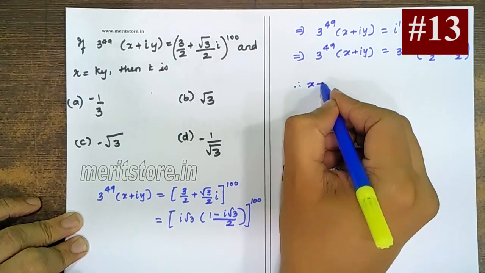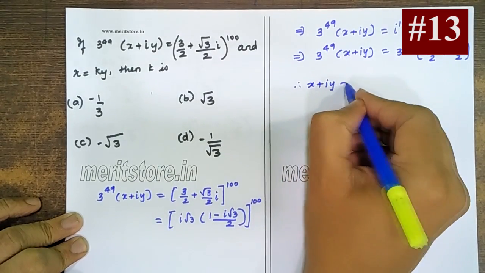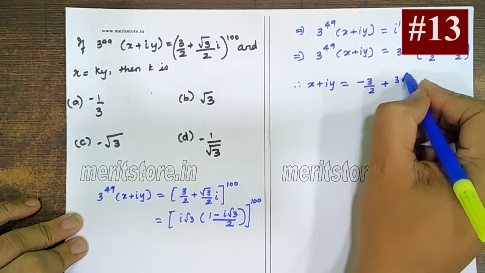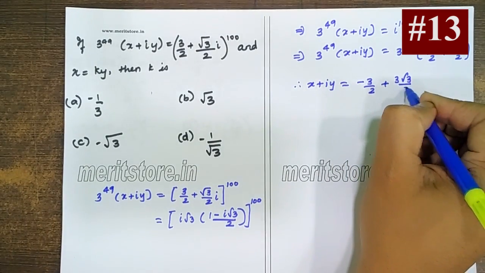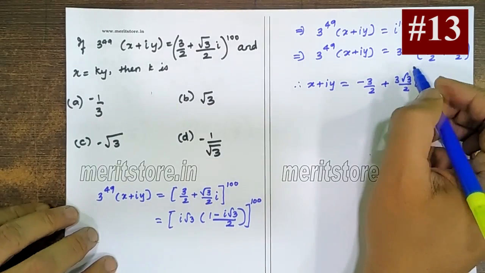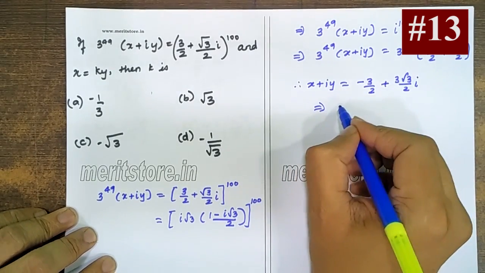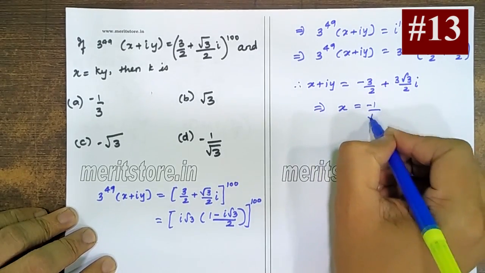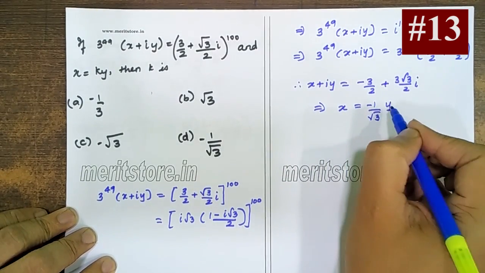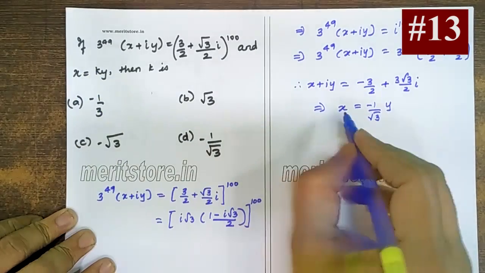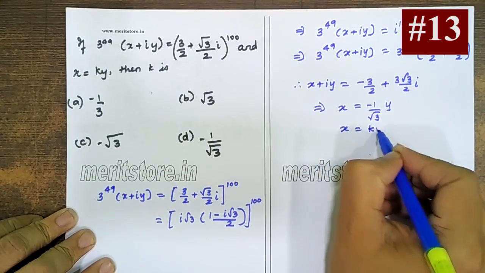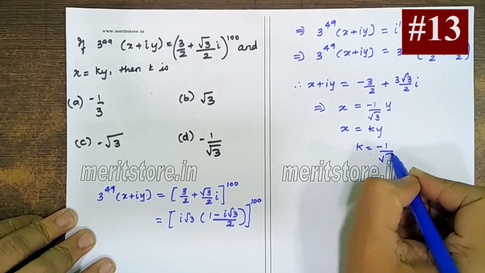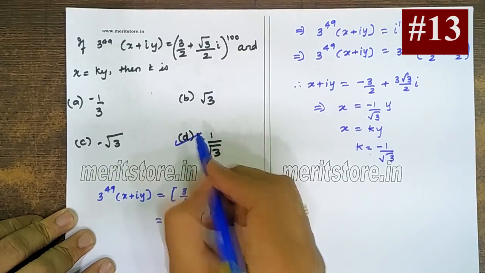So therefore x plus iy is equal to minus 3 by 2 plus 3 root 3 by 2 into I. So that will give you x is equal to minus 1 by root 3 y. But in the question given x is equal to ky, so here k is equal to minus 1 by root 3. So here D is the correct answer.